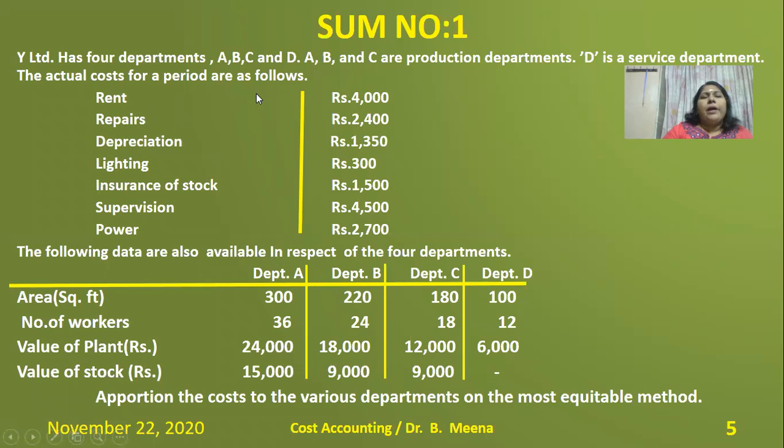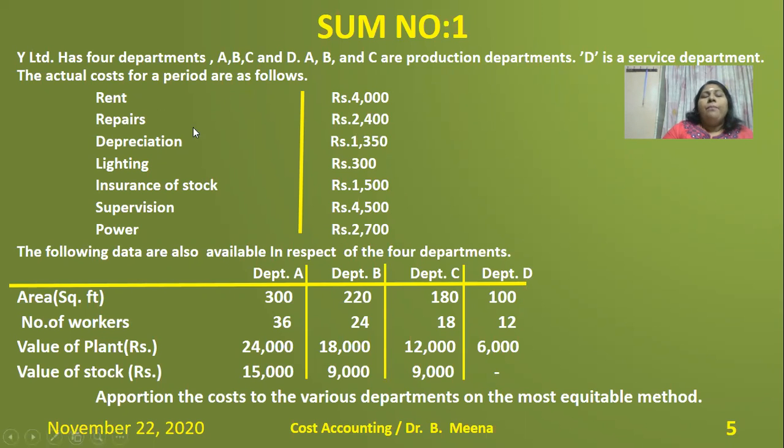The actual costs for a period are as follows: rent, repairs, depreciation, lighting, insurance of stock, supervision, and power. And we have additional information. The following data are also available for the four departments: area in square feet, number of workers, value of land, and value of stock. So we can use these four pieces of additional information as a suitable basis for the expenses given above, to link with them and distribute among the production and service departments.